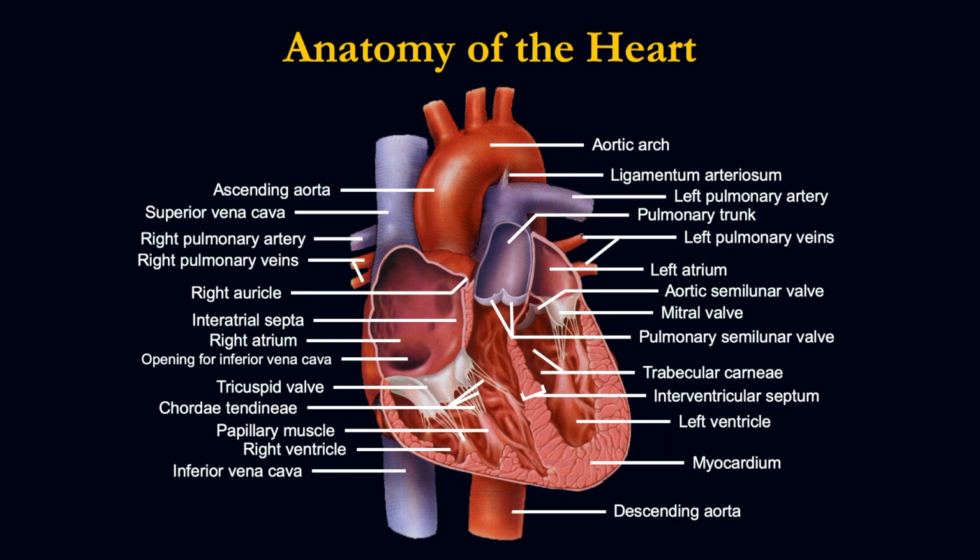Two other important valves here as well that are worthwhile mentioning: the pulmonary semilunar valve, which allows blood to go out from the right side of the heart out to the lungs. On the left side of the heart, we have the aortic semilunar valve, which allows blood to go from the left ventricle out to systemic circulation.